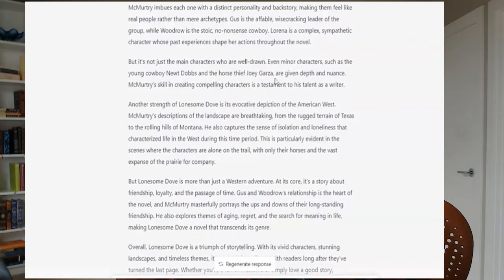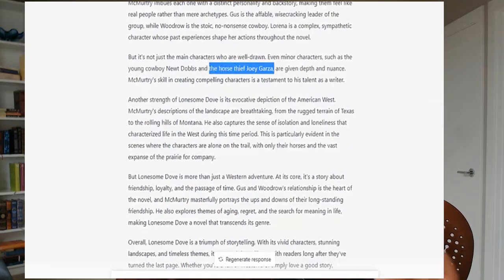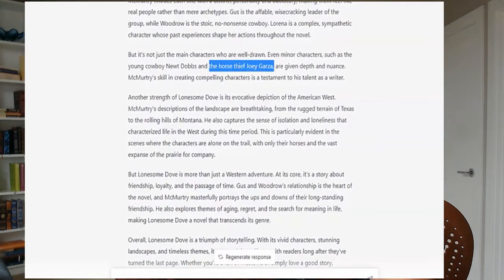nuance. This may be a mistake because Joey Garza is in the third book. I don't remember him in Lonesome Dove, so that's interesting.